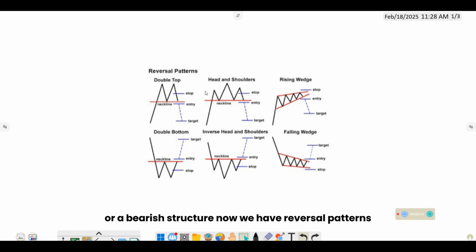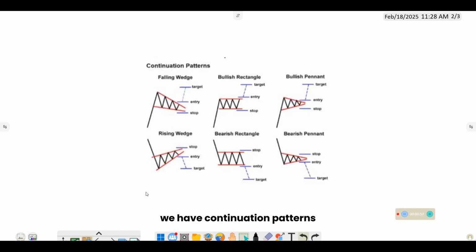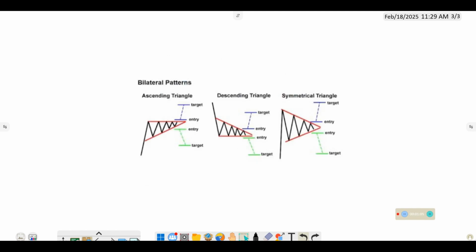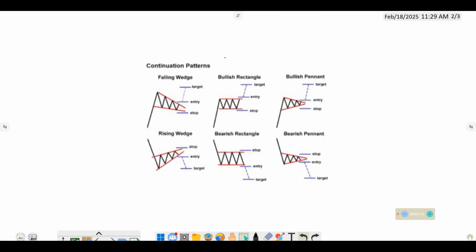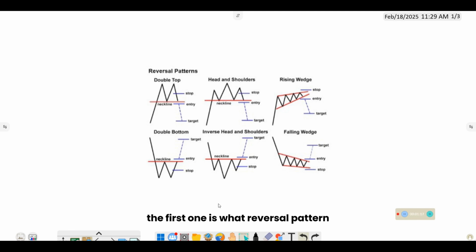Now, we have reversal patterns, we have continuation patterns, which tell you that the market is going to continue in a particular trend, and we have bilateral patterns. Bilateral patterns are a situation where we don't know if the market is going to continue bullish or continue bearish. So we're going to go to the first one. The first one is what? Reversal pattern.